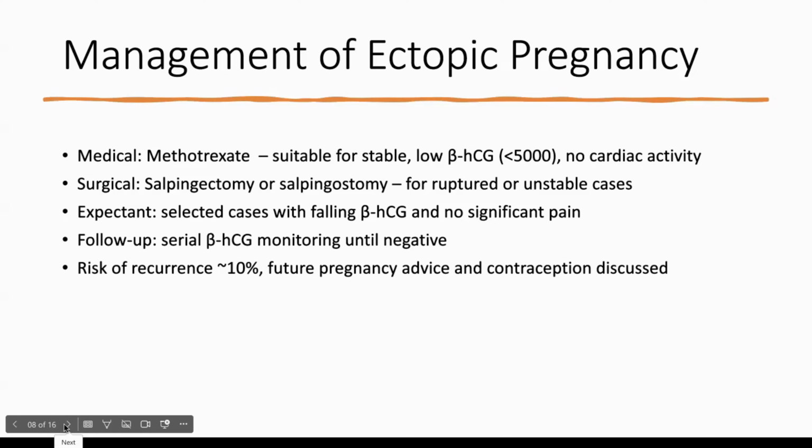We also have to advise women about the risk of recurrence, which is 10% in future pregnancy, and advise about contraception. Also, we have to touch on whether they've had the methotrexate. We advise women to have contraception for at least 3 months because it can be teratogenic.